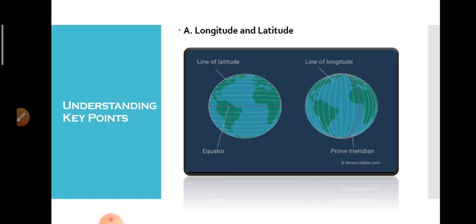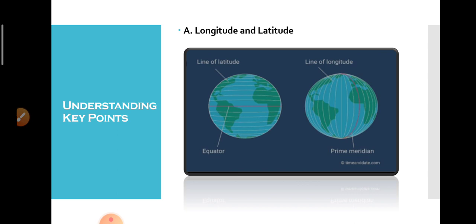We can see it on the left hand side of the picture. The left hand side of the picture shows us the latitudes, the horizontal lines. We also see the equator in the middle marked by the red. All the lines above the equator constitute the northern hemisphere, whereas all the lines below the equator constitute the southern hemisphere. The right hand side picture shows the longitudes.